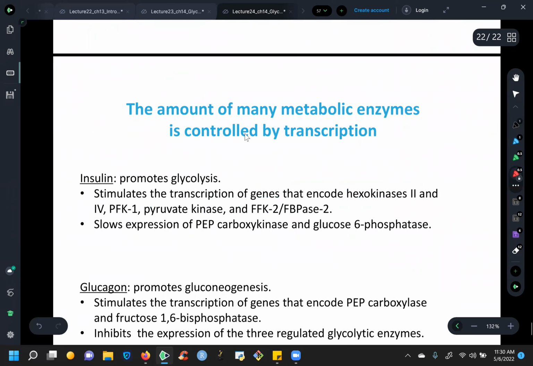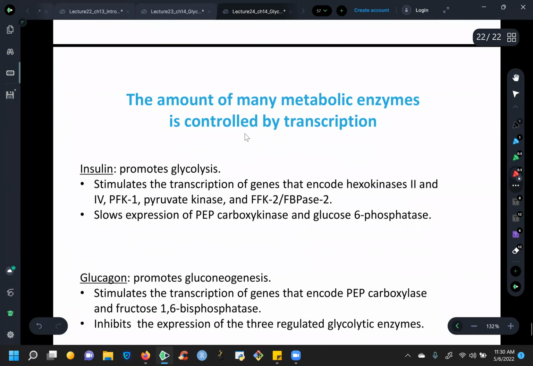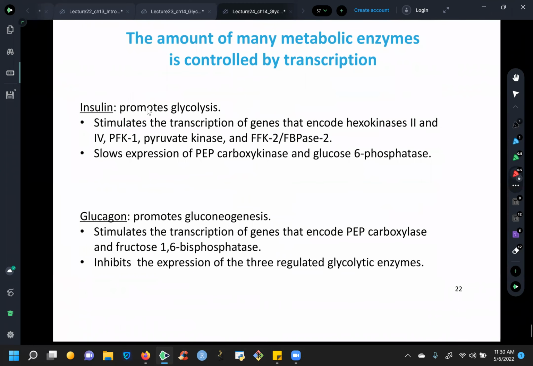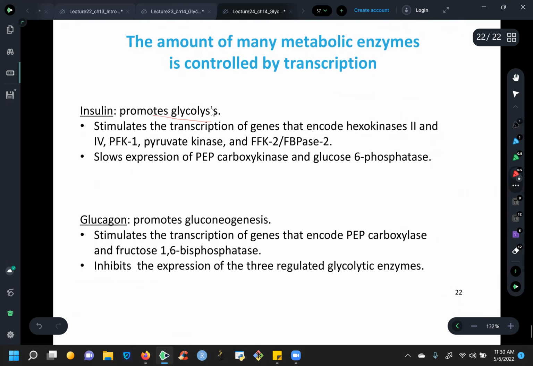The amount of many metabolic enzymes is controlled by transcription. Insulin promotes glycolysis. It stimulates the transcription of genes that encode hexokinase 2 and phosphofructokinase 1. If insulin promotes the process of glycolysis, so we had 10 reactions and 10 enzymes, it would make sense that insulin would also stimulate the production of more of those enzymes.